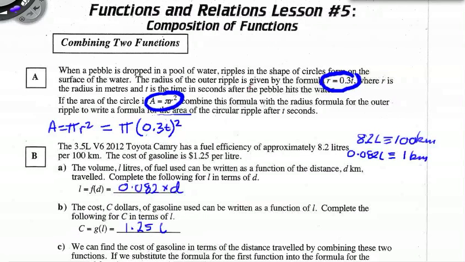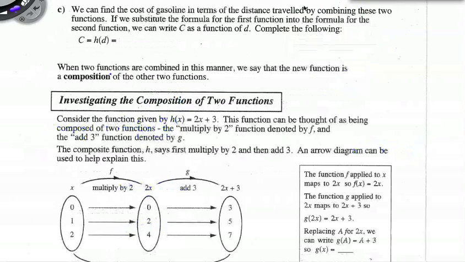Okay, let me just scroll down here. So we really have two equations here right now. First of all, let me just say that we had L, liters, was equal to 0.082 times the distance in kilometers. We also had the cost, and that was 1.25 times the number of liters used.